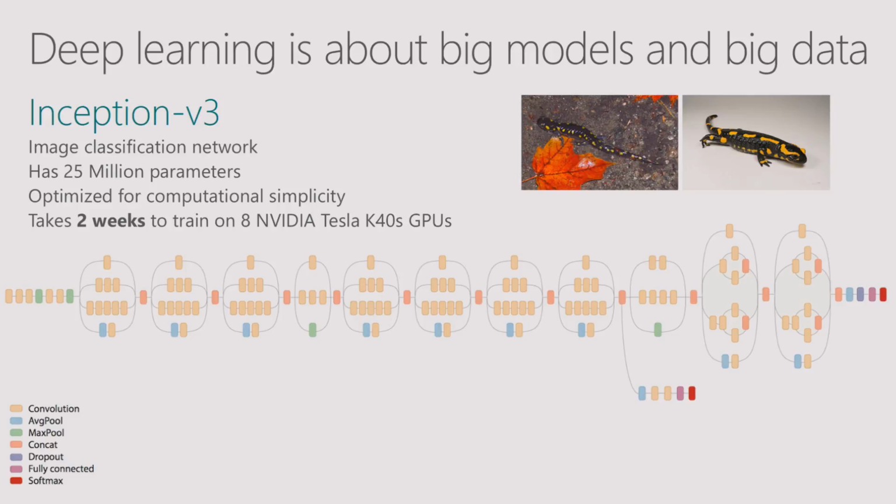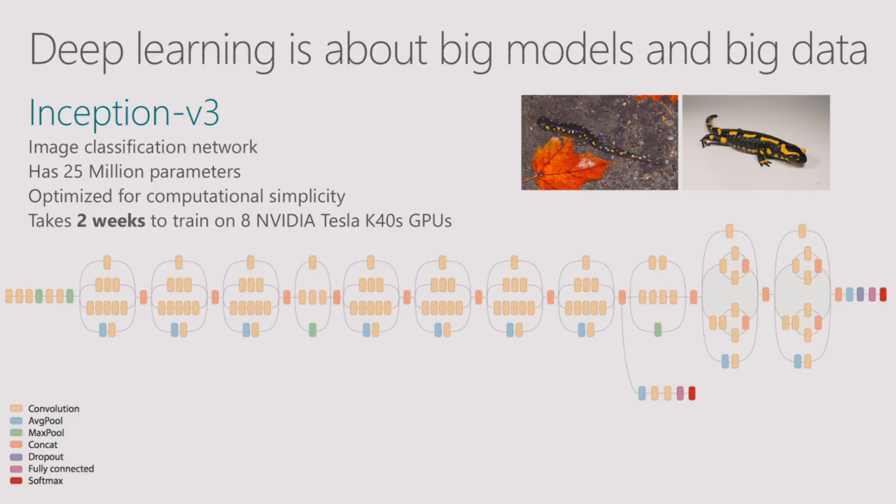computation resources. This is an example of one of the newer deep learning models. It was designed with the intent to make it computationally efficient. And the result of those efforts was a deep learning model that has 25 million parameters. It takes 2 weeks to train this model on 8 NVIDIA K80 GPUs. So 2 weeks on this kind of massive amount of compute.